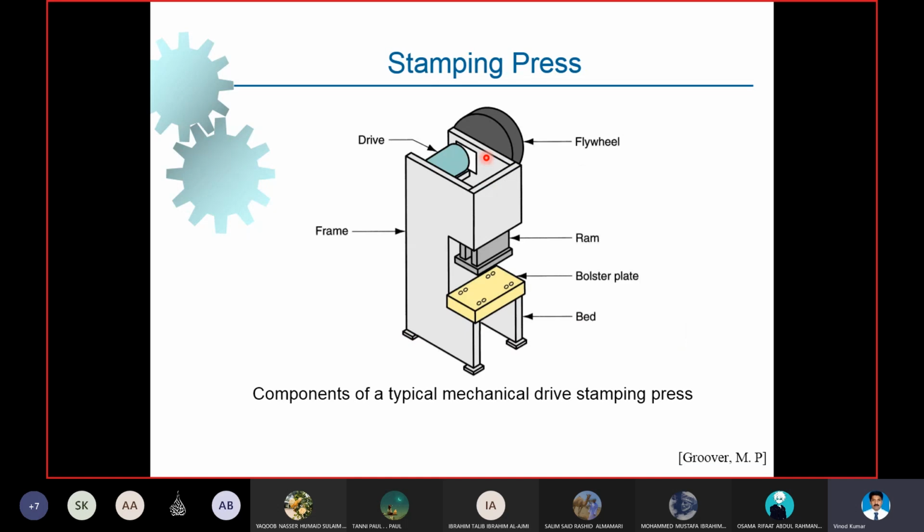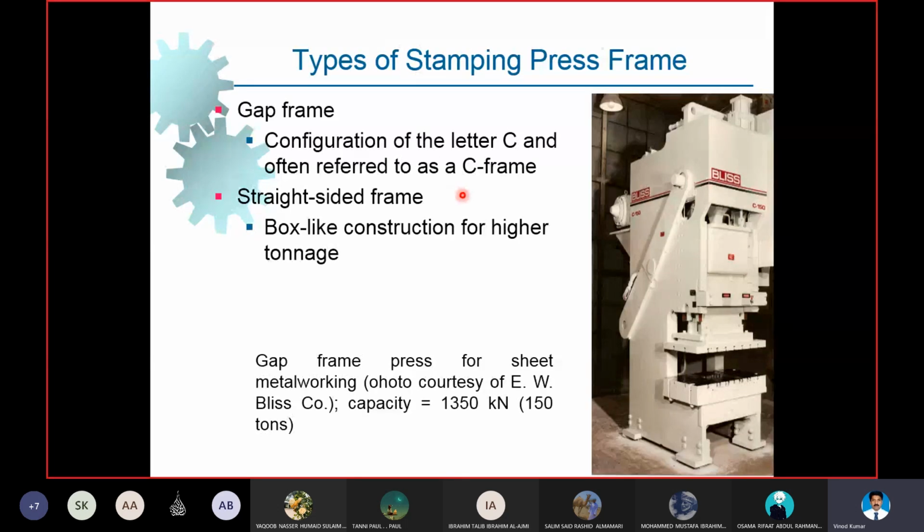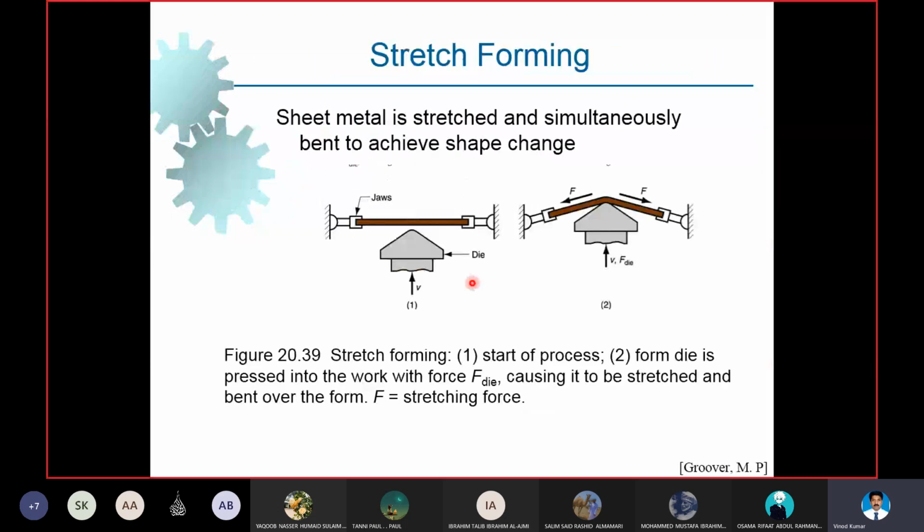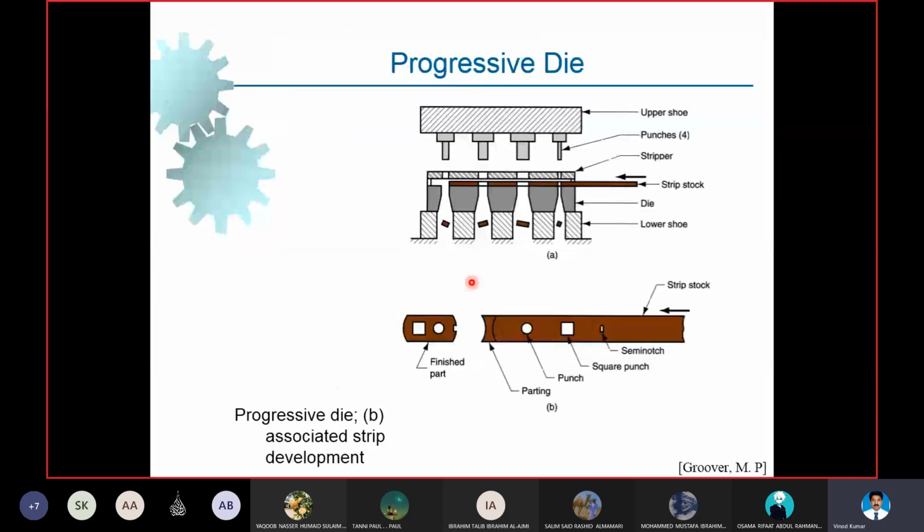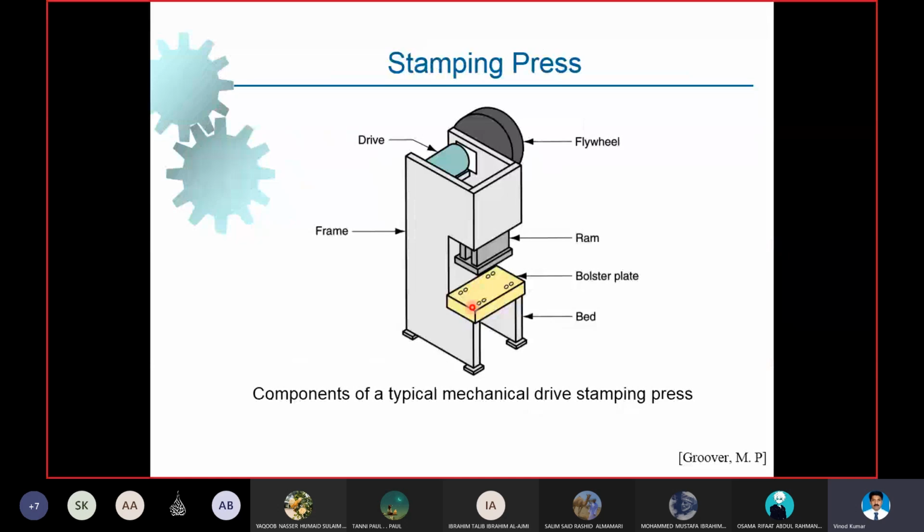Then stamping presses. These are the stamping presses used for production. As you can see here, this is the stamping press used for the production process. You have a drive, a flywheel, a ram that moves, and a bed, and the material is compressed.